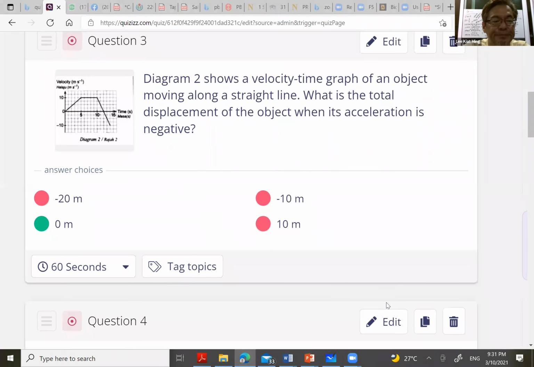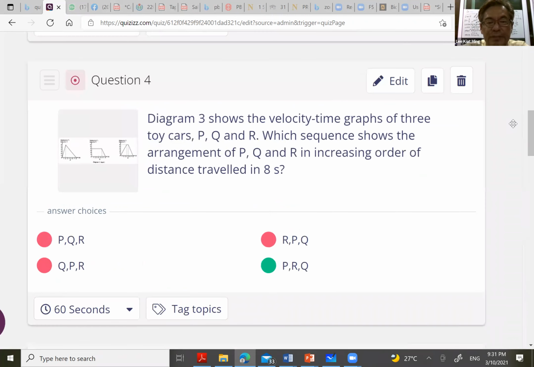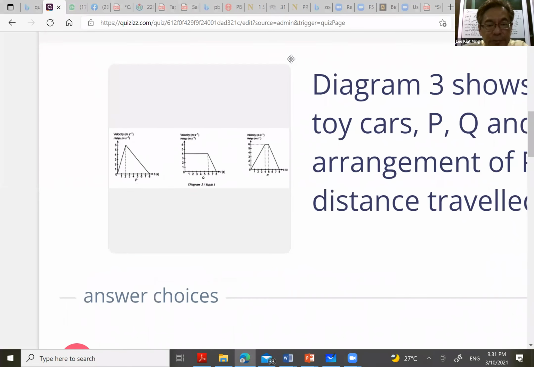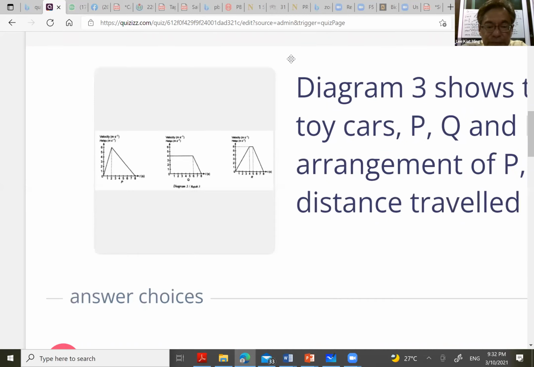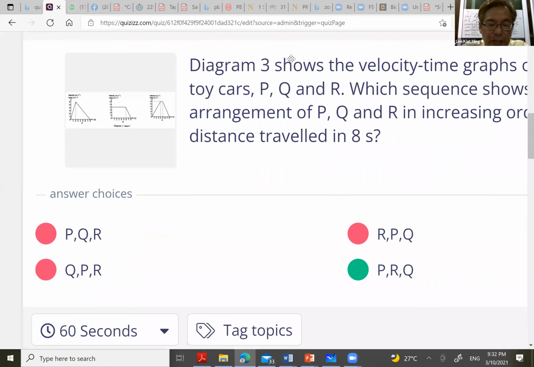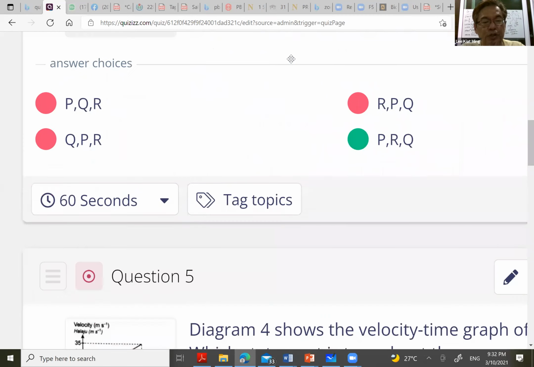Is that clear, people? So we're going to move on to the next one. This one, you have no choice. You're asked to find the increasing order of distance traveled. You have to find the area one by one. If you do it carefully, you can still get the answer. You will observe that the area for the first diagram is a triangle. Second diagram is a trapezium. The third one is also a trapezium. Arrange it, your answer is going to be PRQ. If it's too easy, I will not show it to you.